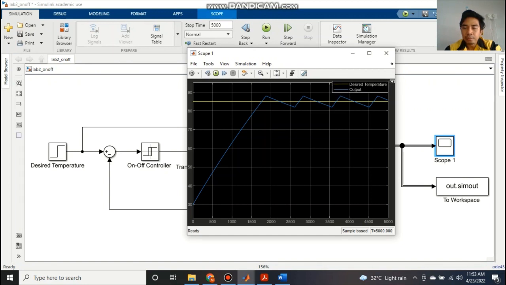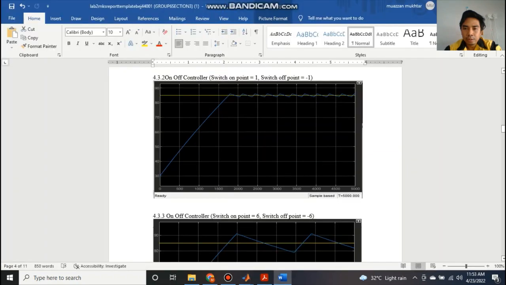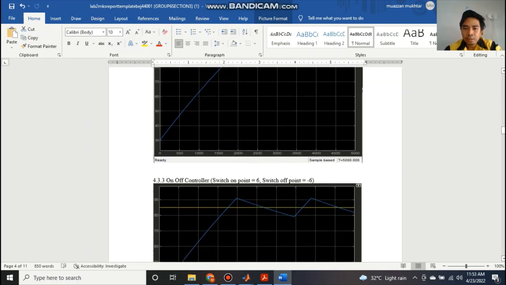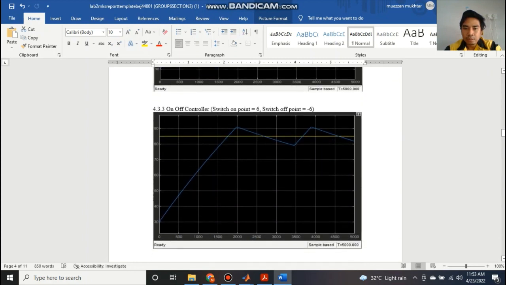this graph. The yellow is the desired temperature set point at 35 and the blue is the output. I will also use another switching on value of 1 and switching off value of -1. Second is the switching on point at 6 and switching off point at -6.